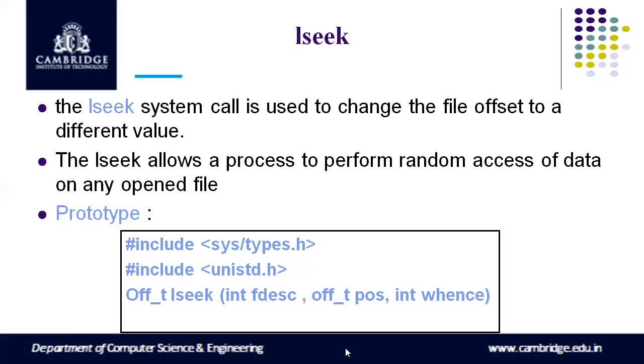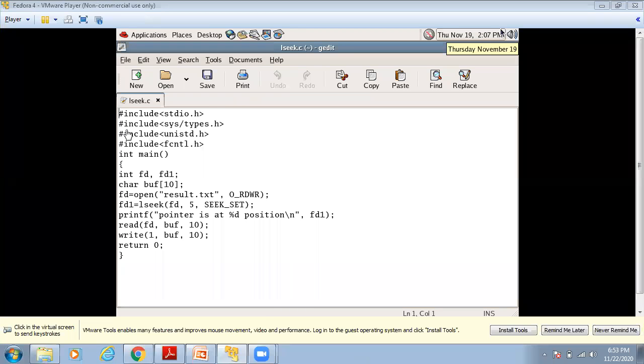Okay, here I've created one simple C program for lseek. I've included the necessary header files, and I've created one main function here. I've declared two variables to store the file descriptor and the return value, that is fd and fd1, which are of type integer.